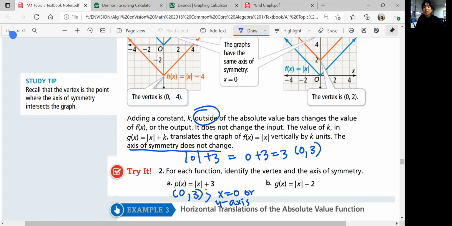Part B. Same thing: absolute value of 0 is 0, minus 2 is negative 2, right? So your vertex is (0, negative 2), and your axis of symmetry is still x equals 0, or the y-axis.